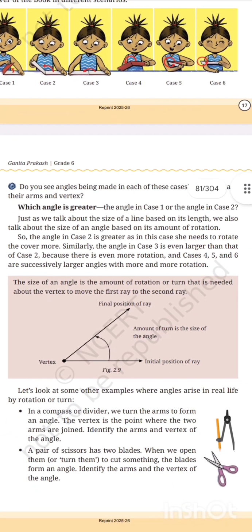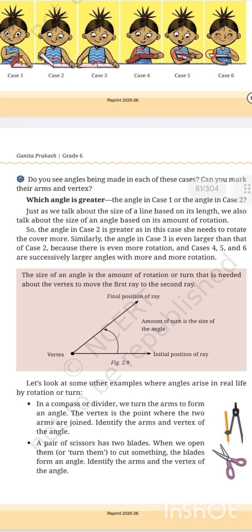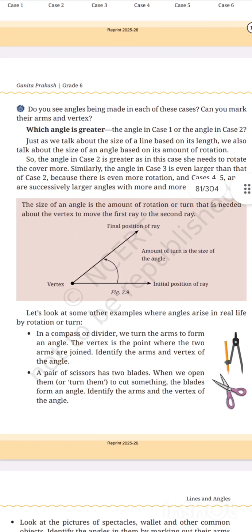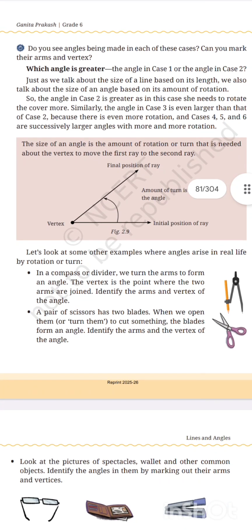Okay, let us take some other examples where angles arise in real life by rotation or turn. In a compass or divider, we turn the arms to form an angle. The vertex is the point where the two arms are joined. Identify the arms and vertex of the angle. A pair of scissors has two blades. When we open and turn them to cut something, the blades form an angle. Identify the arms and angle.